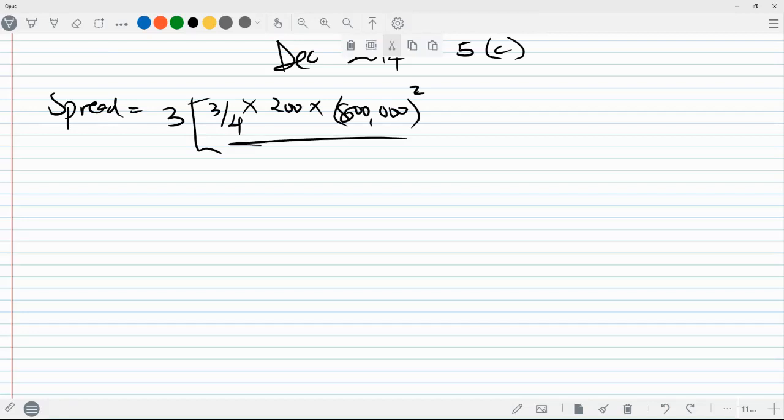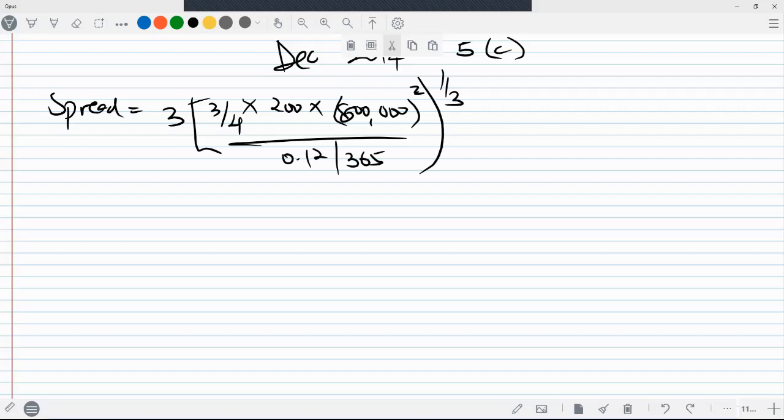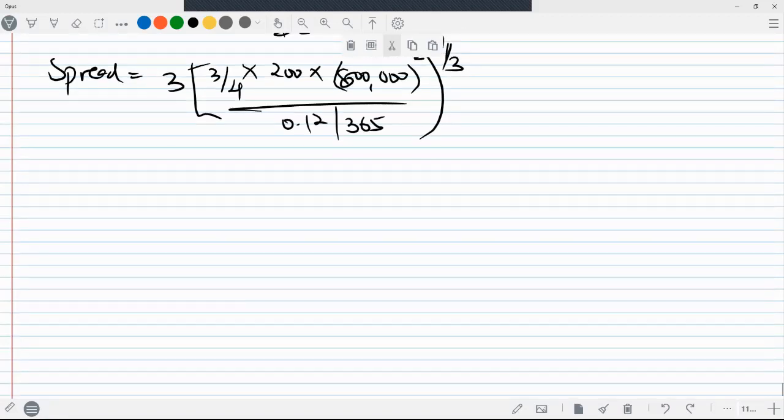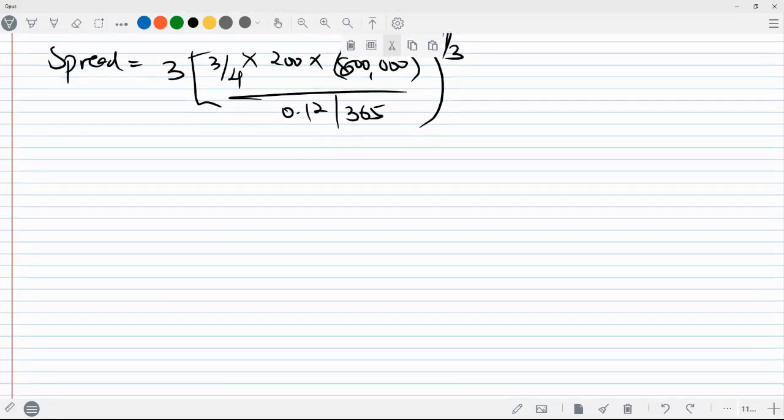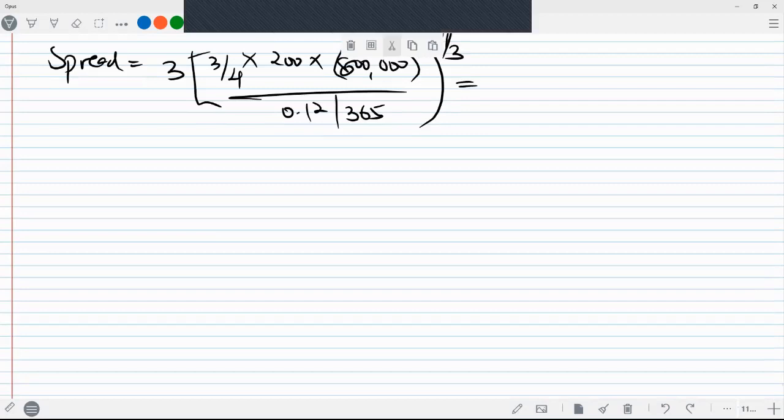We divide by the interest per period. Don't forget, what is the period of assessing the standard deviation? It's daily, as you can see. That implies the interest must also be daily. The term and the period must be the same. Therefore, 12% is per annum, so per day we divide by 365, and we take the cube root, the power of a third. That gives us the spread. Once we get the spread, then we shall get the others. So get the spread first.